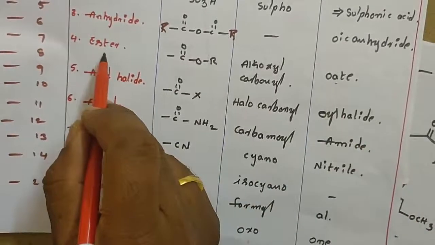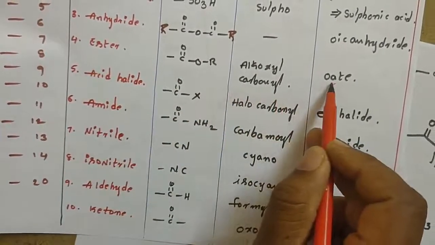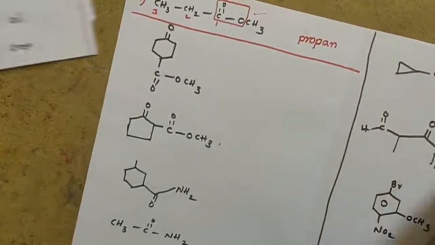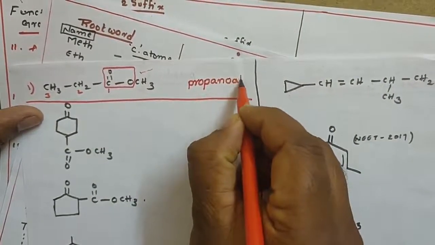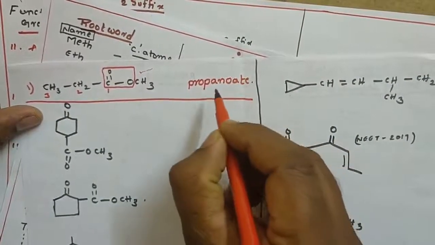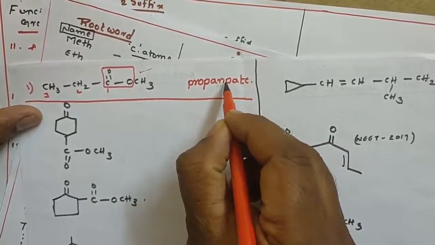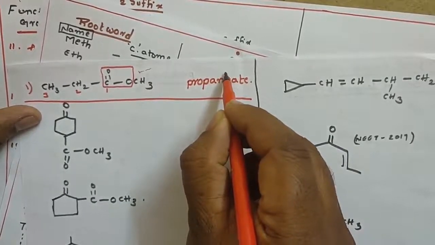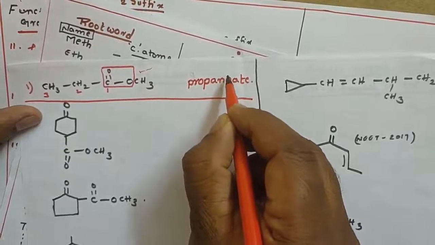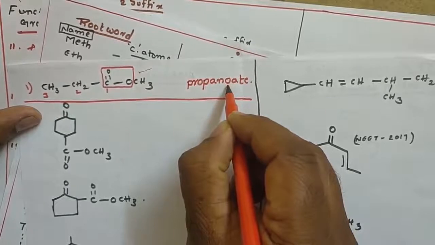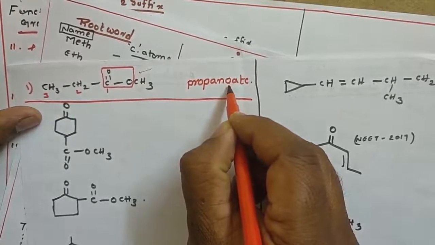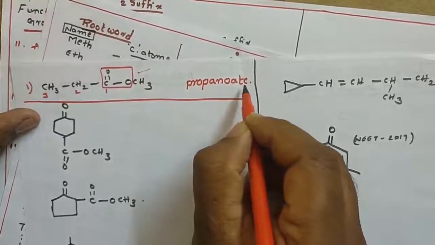The suffix of the ester functional group is oate. This is the ester. That's why we have to write oate here. Propanoate. See, I am not writing the E here. Why am I not writing the E here? Because we have to remove the E, because our suffix starts with O, a vowel. That's why propanoate.